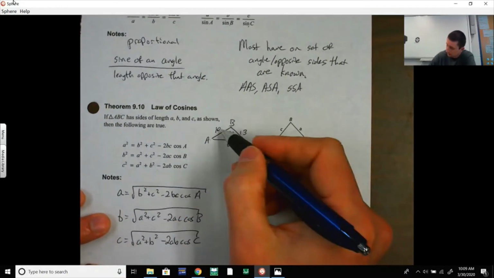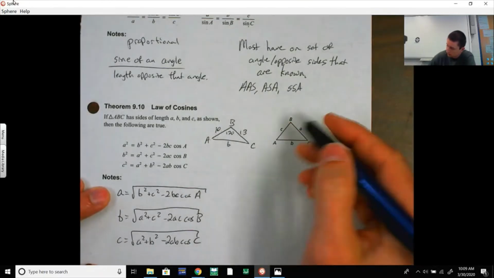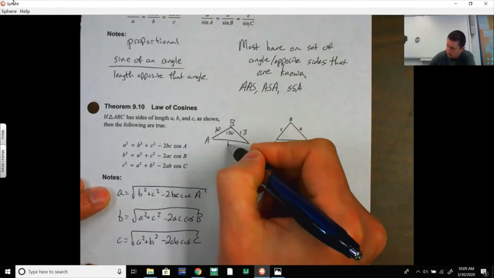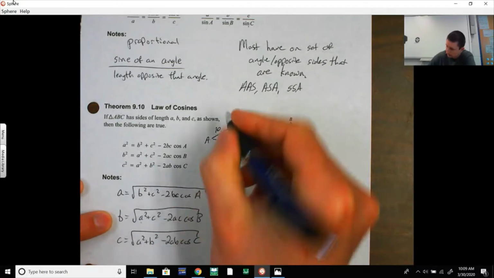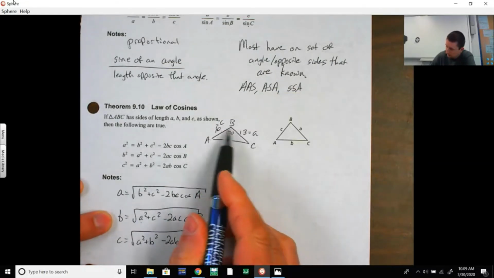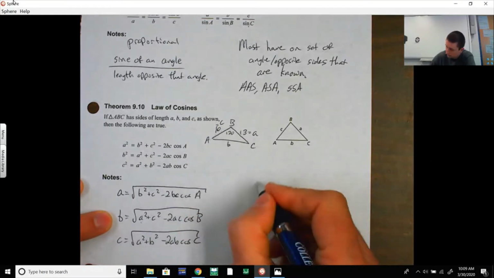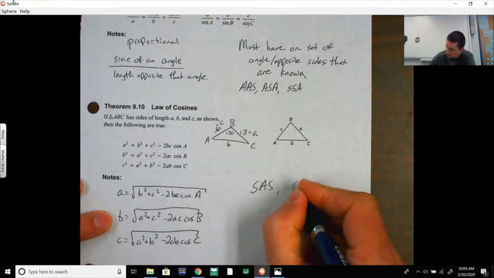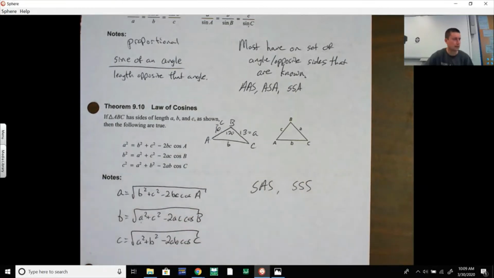So if you had side, angle, side, you can use this. Because if I'm looking for side length B, I could use this one. That makes this the A, this is the C, so I know A and C: side, angle, side. And you can also use it with side, side, side. That gets into inverse stuff.